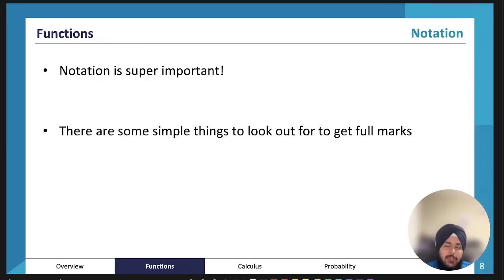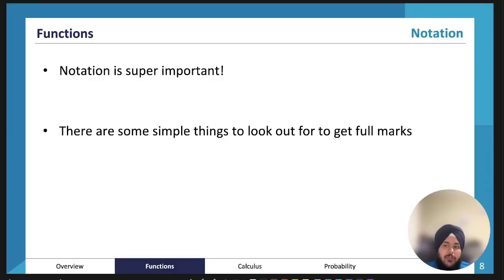So this lesson will be more so focused on the exam side of things. So what sort of things you need to look out for in terms of doing well for the exam. And for functions, I would say the most important thing, if not for the entire maths methods course, is notation. So getting your notation right, knowing how to basically define certain things in terms of their notation, as opposed to other aspects of the course.